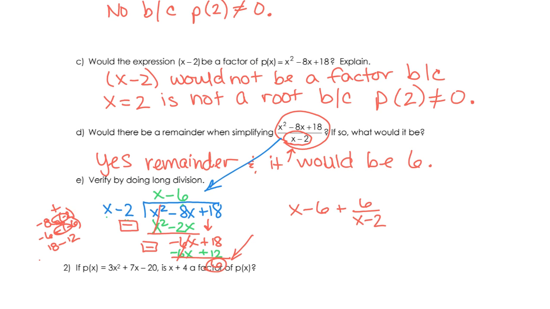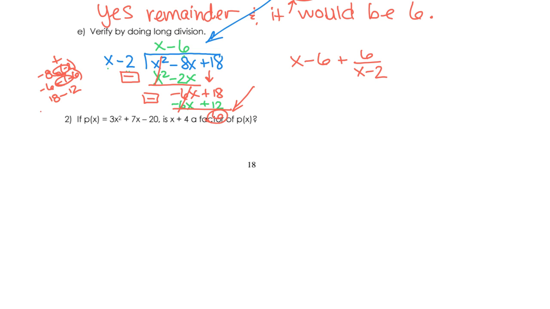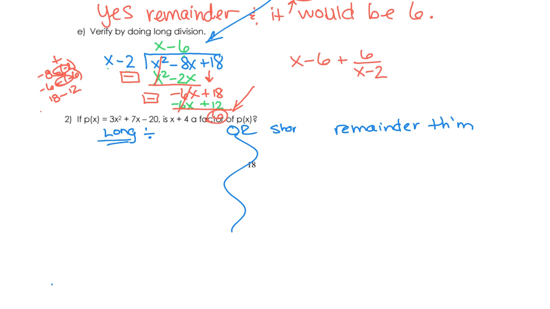Okay, all right. In number 2, it's asking us if p of x equals 3x squared plus 7x minus 20, is x plus 4 a factor of p of x? So we could do this 2 ways. We could do long division, or we can now use what we call the remainder theorem. This is the long way, and this is the shortcut. All right, so we'll take the long way first, so you'll appreciate the shortcut when we do it.